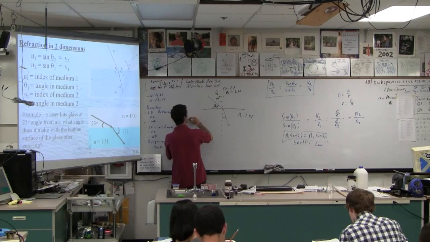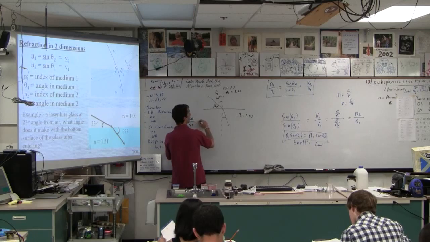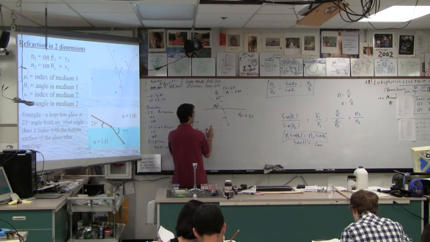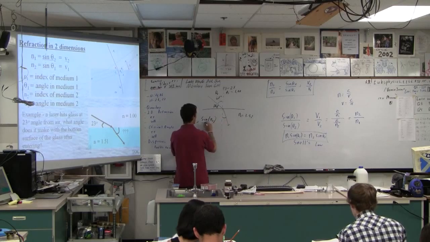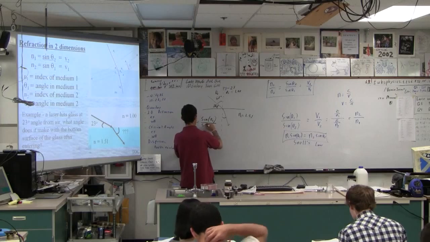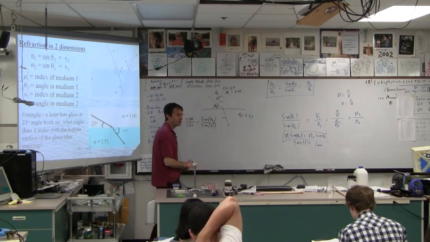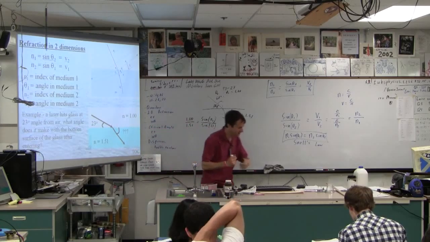So 1.00 over 1.51 equals the sine of theta 2. That's what we're looking for. I'm filling this guy in. Theta 1 is 67, sine 67. Now checking that you are in degrees and not in radians.